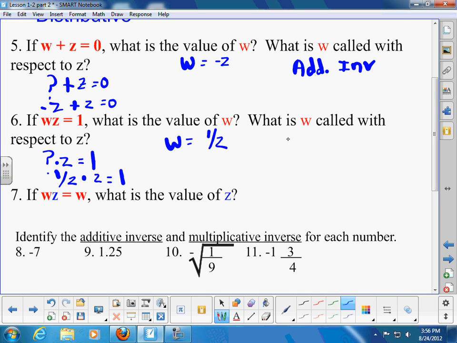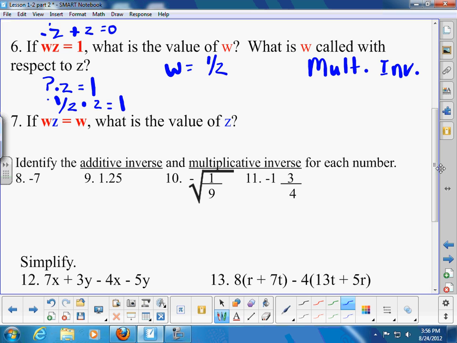What is w called with respect to z? Well, what property says 1 over z times z would equal 1? That's the multiplication inverse, or the inverse of multiplication. Doesn't matter how you say it.